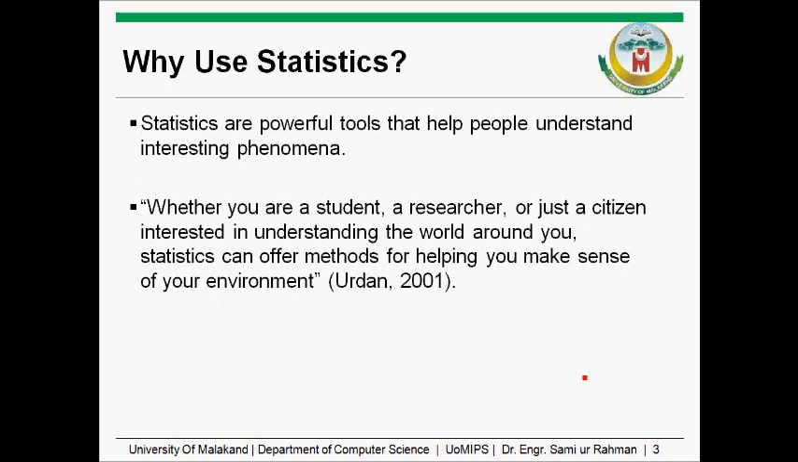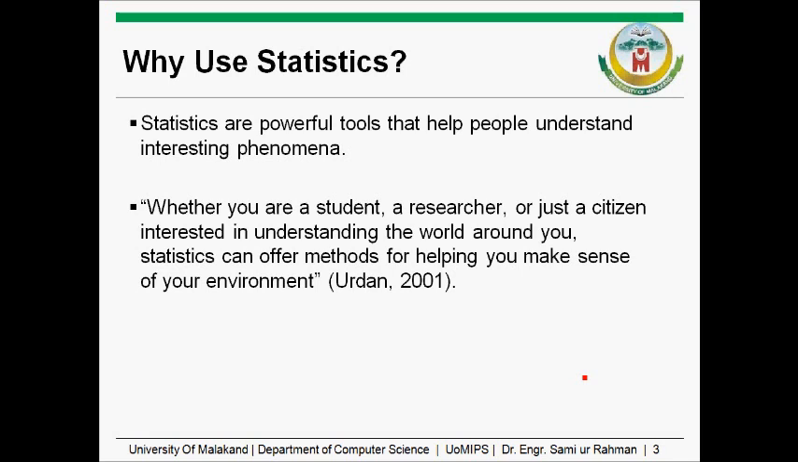Okay, so in data analysis we use a lot of statistical techniques, and the question is why we go for statistics, why we don't use some other techniques. So the reason is that in statistics there are a lot of algorithms or techniques for data analysis. So no matter in which research field we want to do research, statistical tools help us in data analysis.